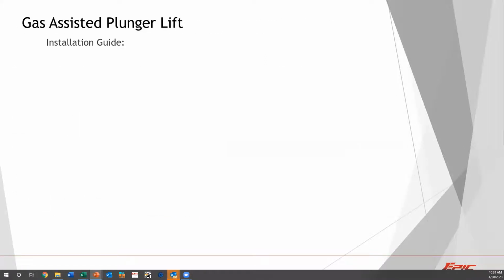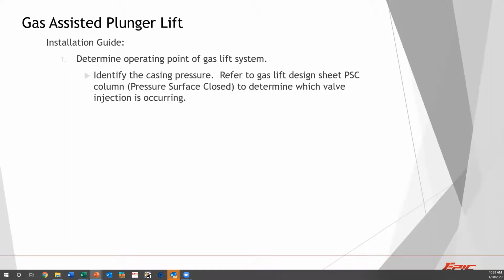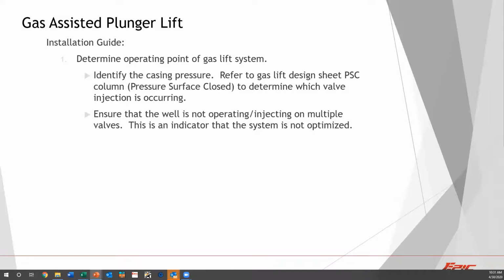So now we'll take a look at the installation. The first thing we'll do is determine the operating point of our gas lift system, take a look at our casing pressure, and refer it to our PSC column and determine where our valve is, which valve we're lifting from. We're going to make sure that we are not over-injecting or under-injecting, taking a look at our casing pressures to see whether they are fluctuating too badly.